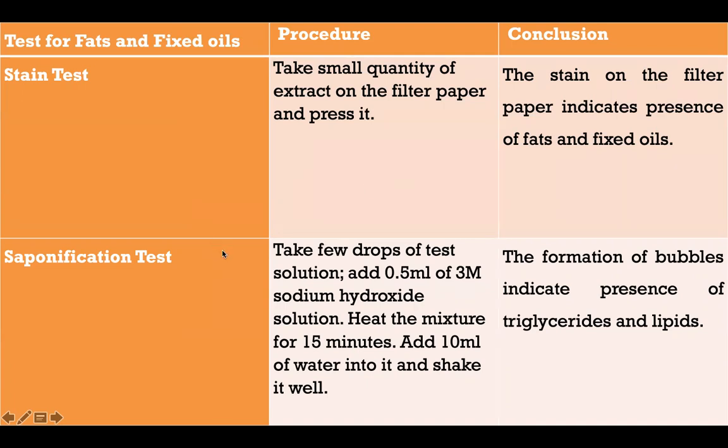For the saponification test, we will take a few drops of test solution and then add 0.5 ml of 3 molar sodium hydroxide solution and then heat the mixture for 15 minutes. After that, add 10 ml of water into it and shake it well. The formation of bubbles indicates the presence of triglycerides and lipids.